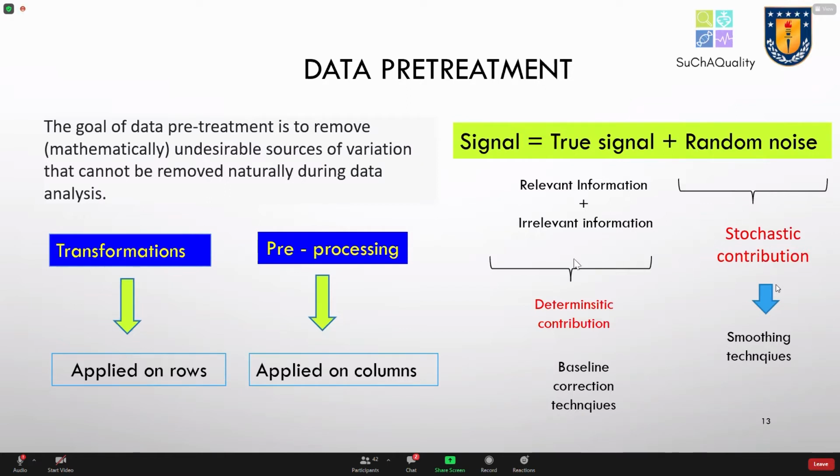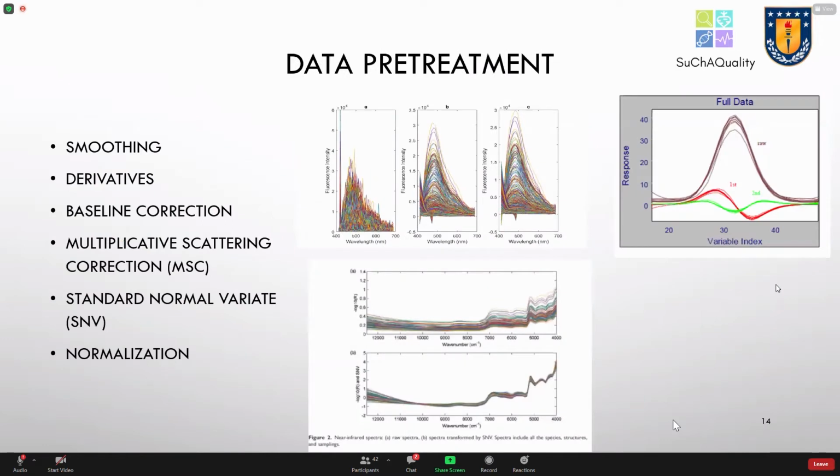Okay, so we have two kinds of contribution, deterministic and stochastic, and so we will use some methods in order to remove this stochastic contribution using smoothing techniques, and we will reduce the effect of the deterministic contribution using baseline correction techniques in the case of a spectrum. So here we have some methods used to improve the signal obtained from an instrument.